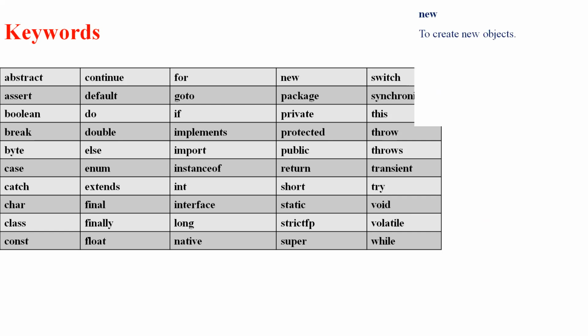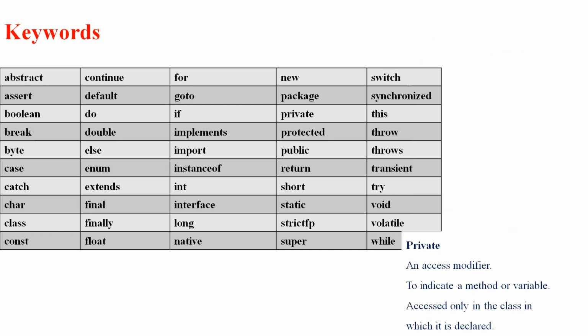Next we have new. As we know, new is used to create new objects in any particular program. Next we have package. As the name itself suggests, in order to declare a Java package, we use this package.